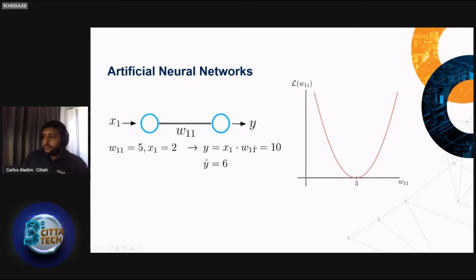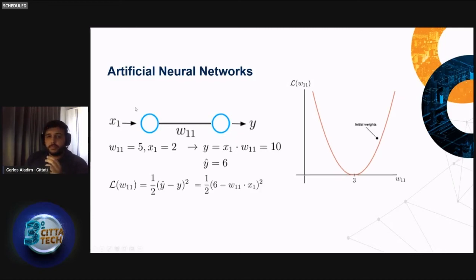So for this function to be correct, my weight should be 3, because if you multiply 2 by 3 here, it would be 6, and the network would be correct. But as you can see, there's a certain difference between the weight that the network gives us and the value that was expected by us. So what we have to do is define this in the loss function and decrease this difference.